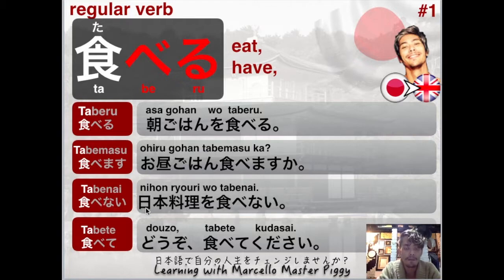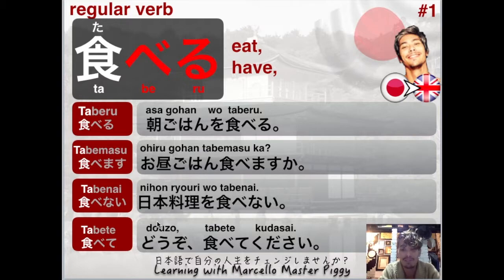Good. So let's see. Nihon, Japan, ryori, like food. In this case it would be Japanese food, okay? And o, again, we don't really translate it. Tabenai, so don't eat Japanese food.